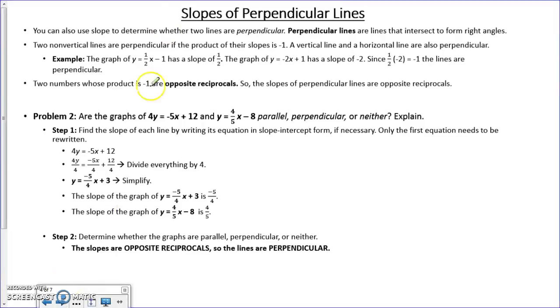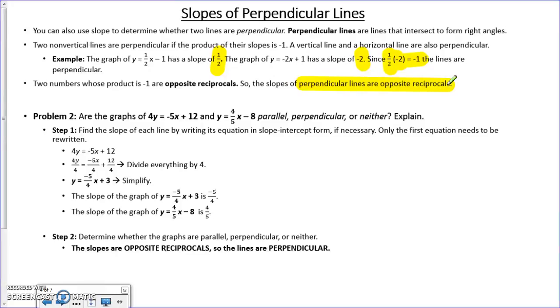Example: the graph of y equals 1/2 x minus 1 has a slope of 1/2. The graph of y equals -2x plus 1 has a slope of -2. Since 1/2 times -2 is -1, the lines are perpendicular. Two numbers whose product is -1 are opposite reciprocals, so the slopes of perpendicular lines are opposite reciprocals.